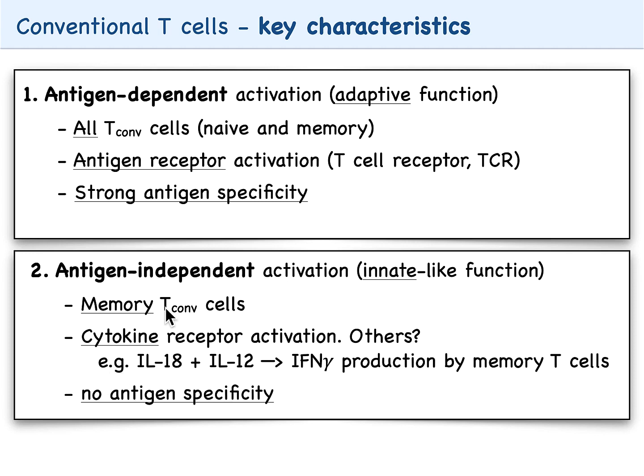So if you have a memory T cell against influenza, and now you have an infection with Salmonella, for instance, and you have a lot of IL-18 and IL-12 produced by macrophages, this influenza-specific T cell may produce interferon gamma in response to the Salmonella infection. It's not antigen-specific, it's what we call innate-like function. So innate meaning lacking specificity.